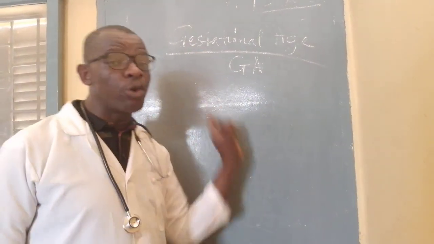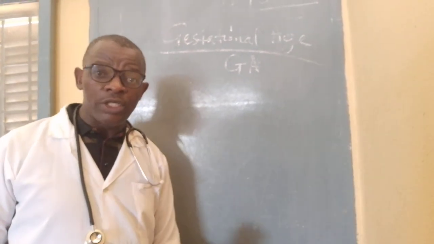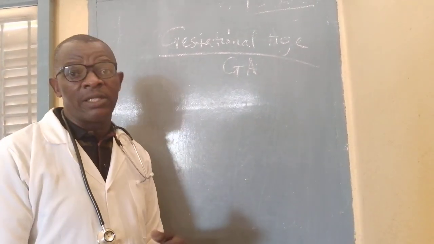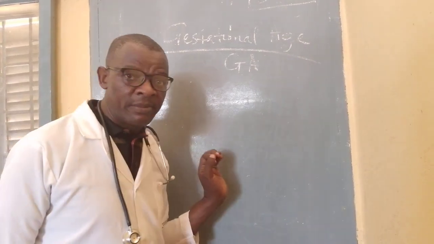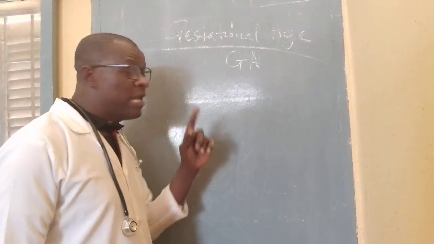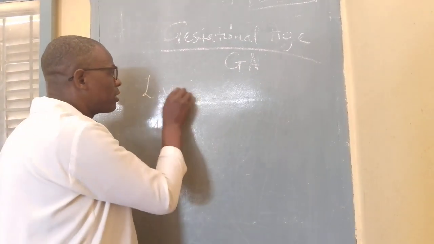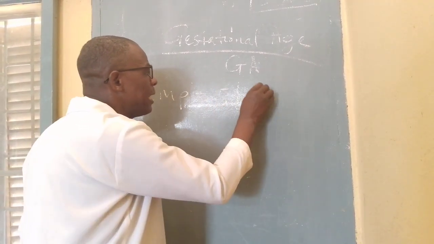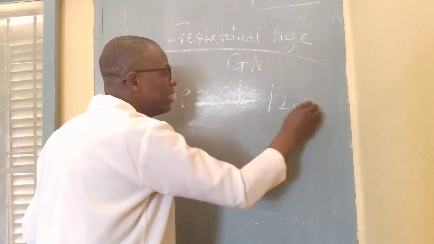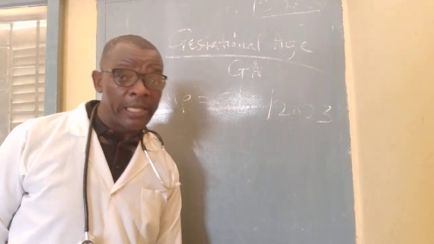So we are going to show you how to calculate a woman's gestational age, which means the age of her pregnancy, and state it in weeks, not in months. Now, for example, a woman's last menstrual period is 5th of May 2023. How old is her pregnancy today?